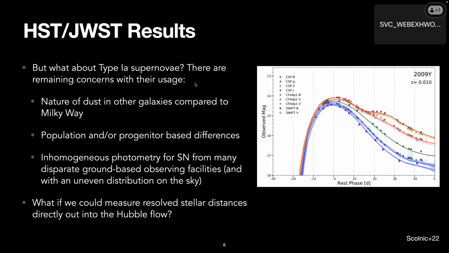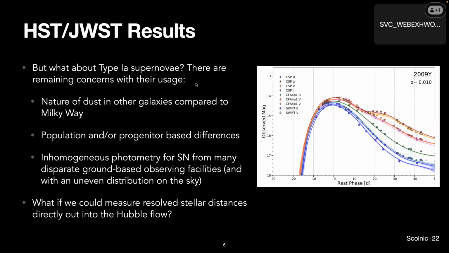Okay, so if Cepheids are fine, what about the last rung of the distance ladder, type 1a supernovae? Here I think we have some remaining concerns. We're not sure about the nature of dust in other galaxies compared to the Milky Way. There's concerns about population and progenitor differences. We don't exactly know what the progenitor mechanism and behavior of the white dwarfs that lead to these type 1a supernova events are. And there's also just a programmatic issue in that there's a lot of inhomogeneous photometry for the supernovae from many disparate ground-based observing facilities.